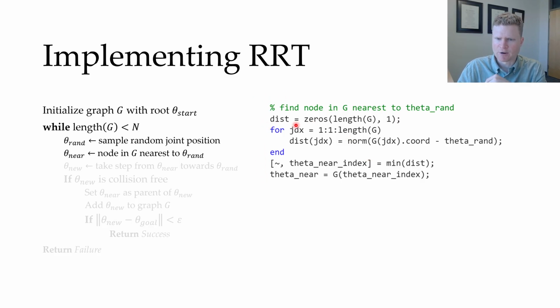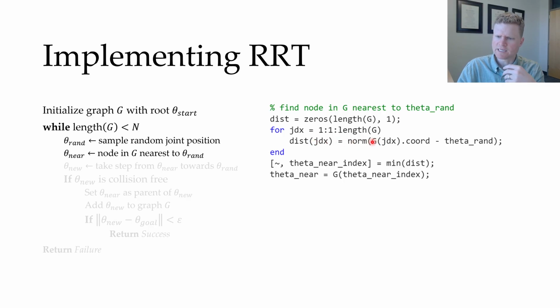I start off by declaring the distances are all 0 because I need to fill them in. I don't know what the distances are at the beginning, but I know this is going to be a vector of length g because I want to go through all the nodes in that graph and check how far each node is from the sampled position. And here I am going through all these nodes, and I want to update my distance vector.